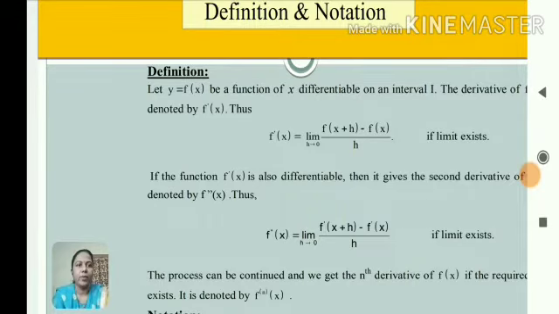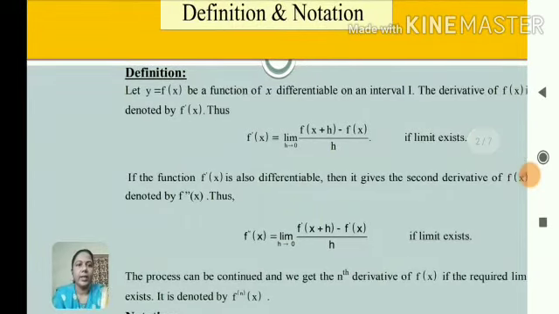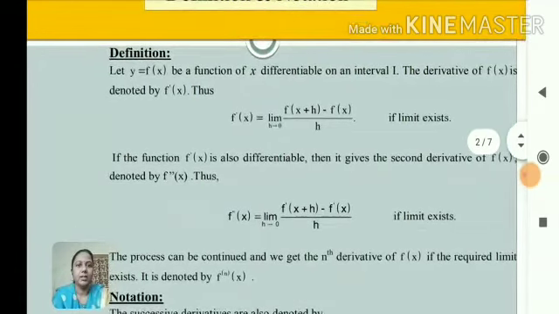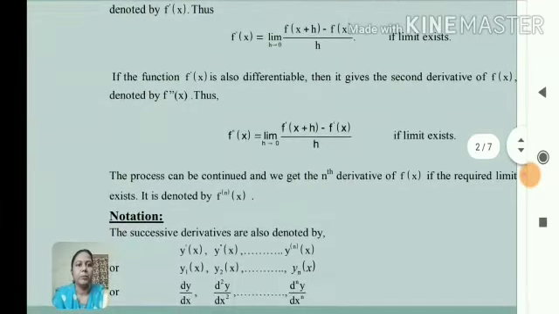The derivative of f is denoted by f dash of x. Thus, f dash of x is equal to limit h tends to 0 of f of x plus h minus f of x upon h, if the limit exists. If the function f dash x is also differentiable, then it gives the second derivative of f of x, denoted by f double dash of x.